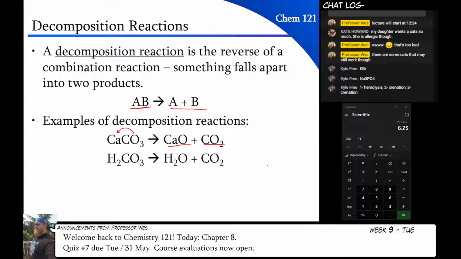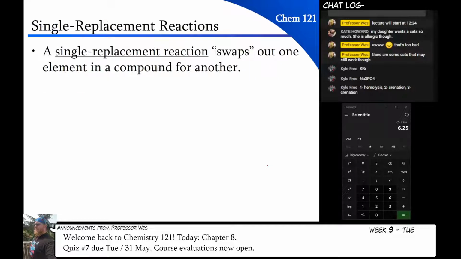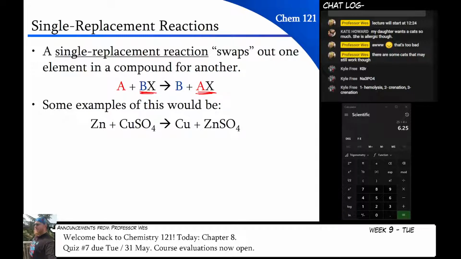Single and double replacement require you to swap out elements. In single replacement, one compound is getting replaced. So I swapped A and B, so I have the new compound AX, and my B is hanging out on its own. In double replacement, I have two compounds, and I'm swapping both of those.